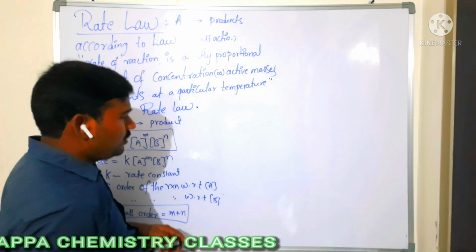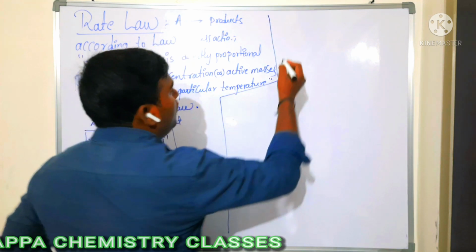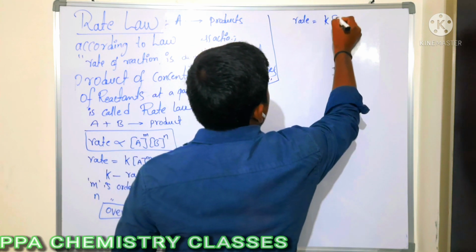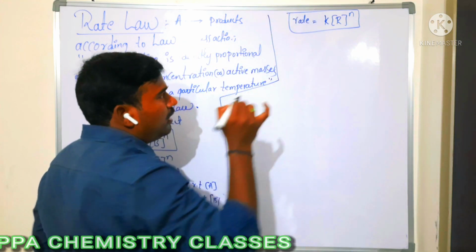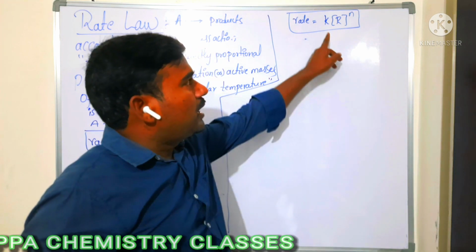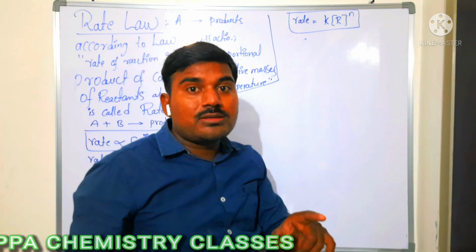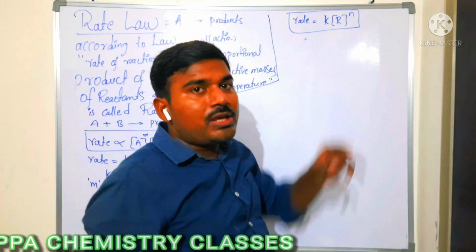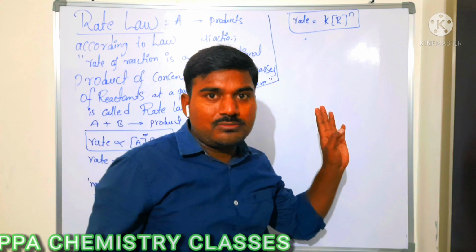Now we'll see the units of the rate constant. We have rate equal to k times the concentration of reactant power n. Take this as an example of a rate equation. How can you define the rate constant here? The rate constant is defined as the rate when the concentrations of reactants are taken as unity. Is that clear?